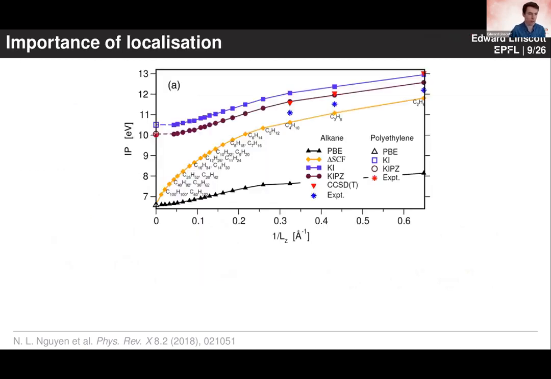And this becomes very important. So this is a result that Andrea showed briefly, and I might just delve into it a little bit more deeply. This is a plot of the ionization potential of various hydrocarbon chains as we make them longer and longer. Here we're plotting this with respect to the inverse length of our chain. And so here we've got the very shortest, and then here we've got polyethylene at the far side.